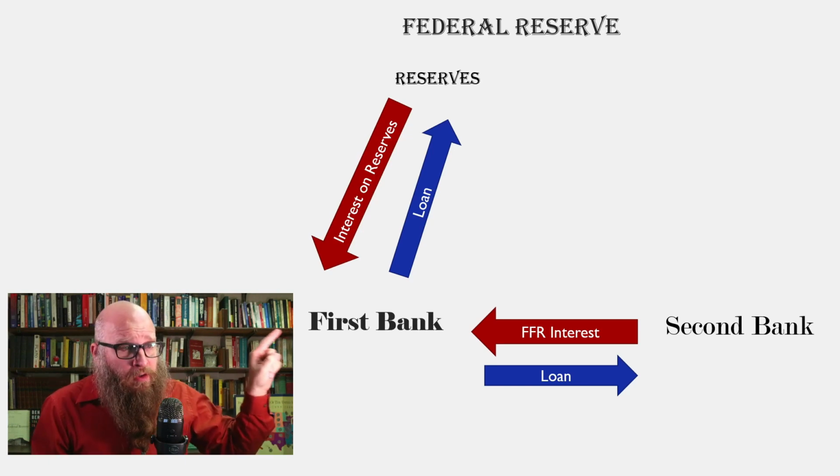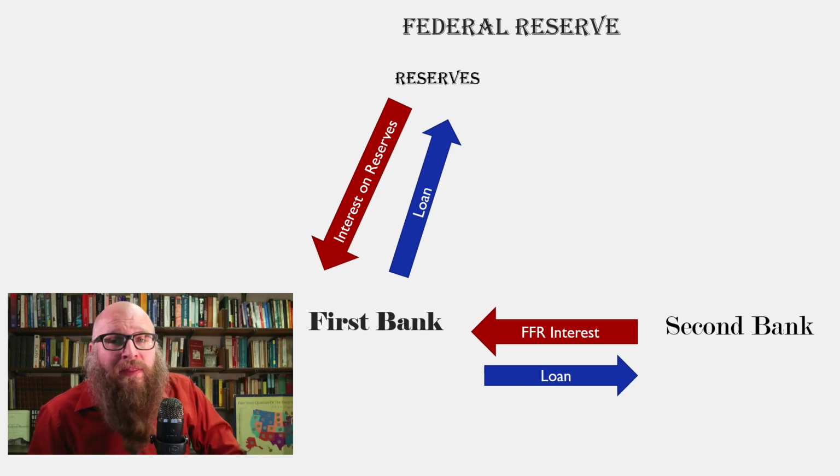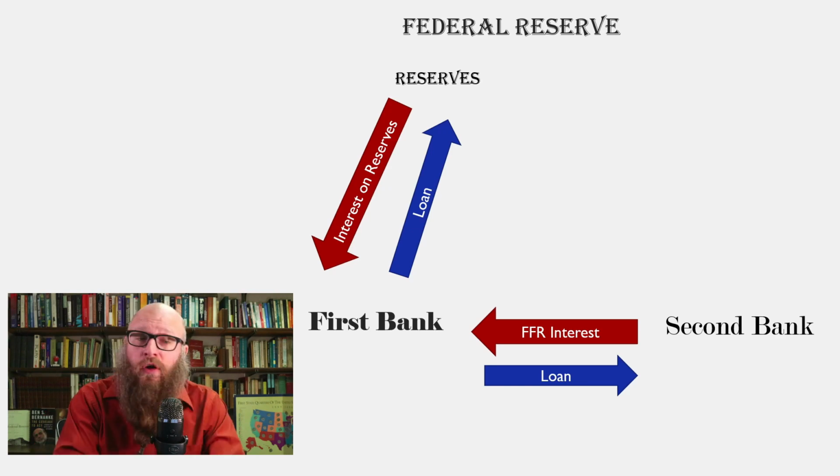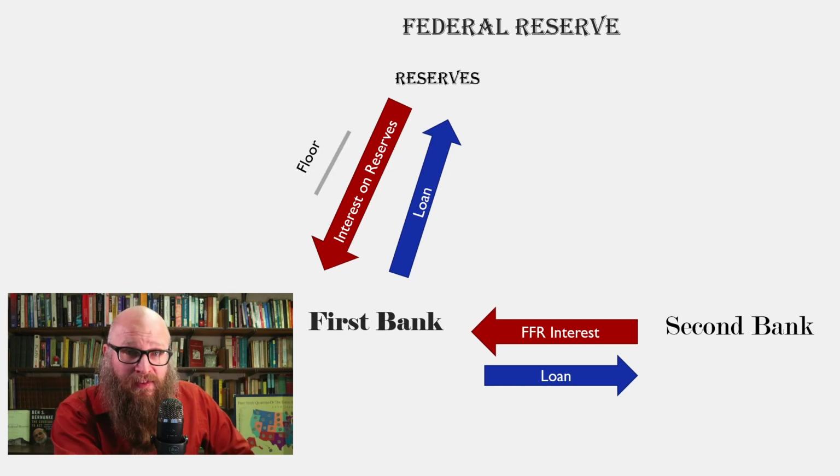Now look at it from the perspective of this first bank. They can either put their reserves with the Fed or they can lend it to the second bank. Why would they lend it to the second bank? Well, they need to get a slightly higher interest rate. Are they ever going to give a loan to the second bank at an interest rate lower than what they can get on the reserves with the Fed? No, this is a floor.